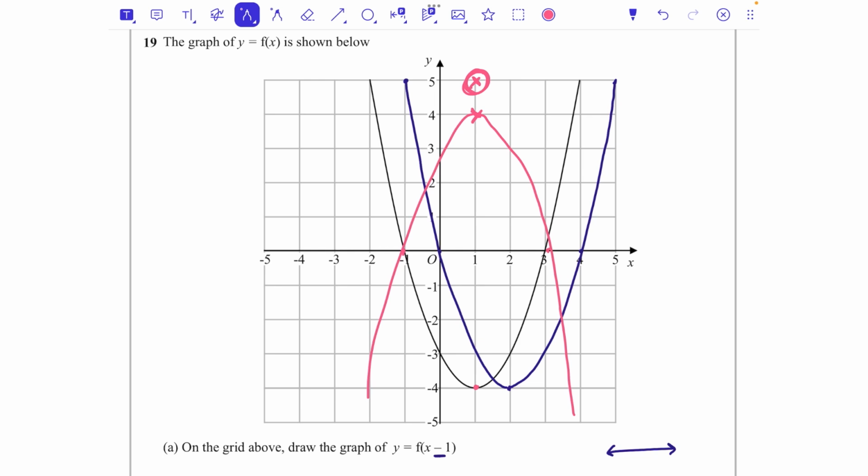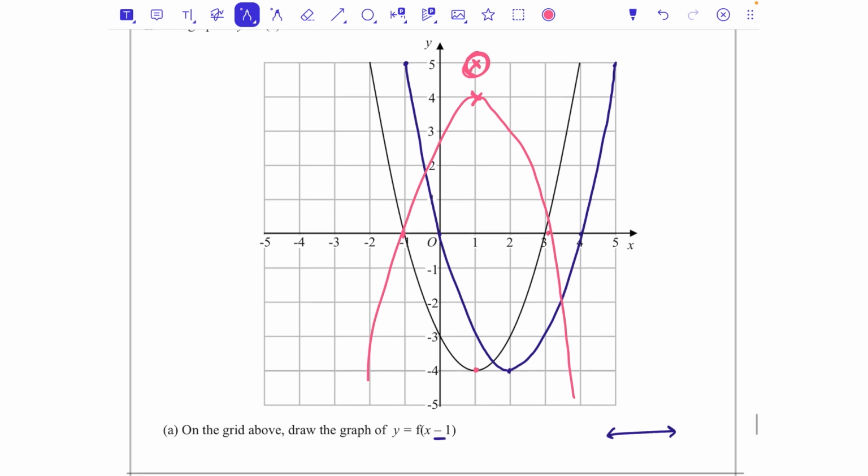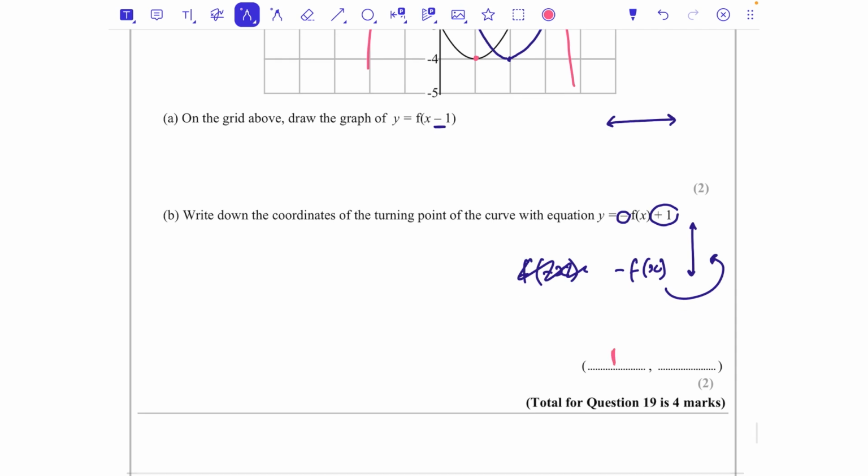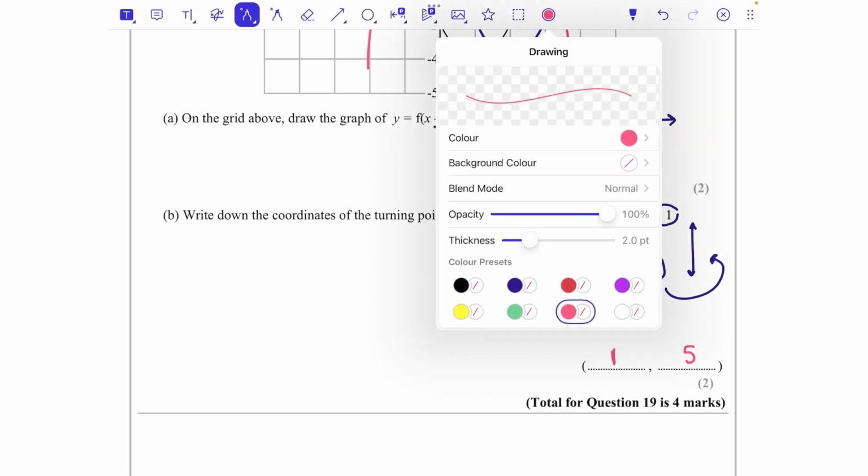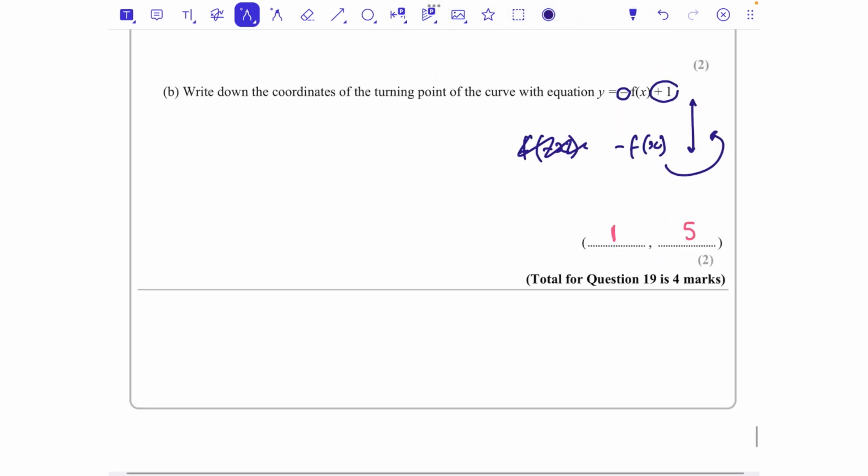So the coordinate that I'm going to put there to get the mark is 1, 5. That is my coordinate of the turning point if it's reflected in the x-axis and then moved up 1 as well. Brilliant. Well done if you got that.